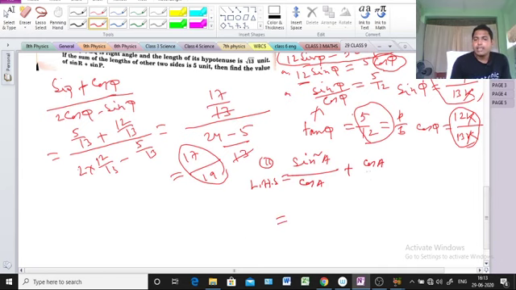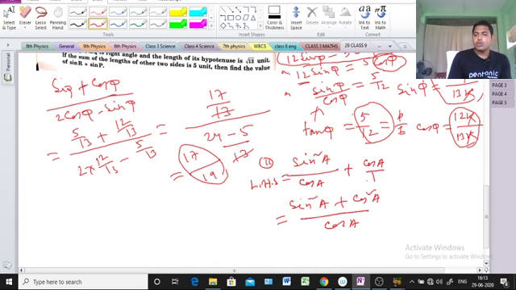See here, in the denominator nothing is there, means 1 is there. So the LCM is cos a. So in the numerator we are getting sin square a plus cos a, and for the 1, cos a into cos a will come, so we get cos square a. Clear? After this one, clear?